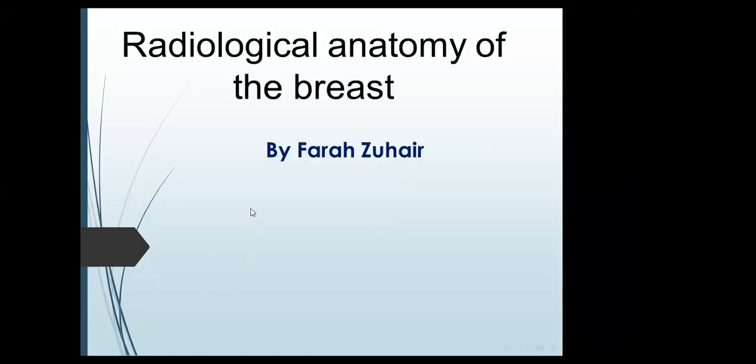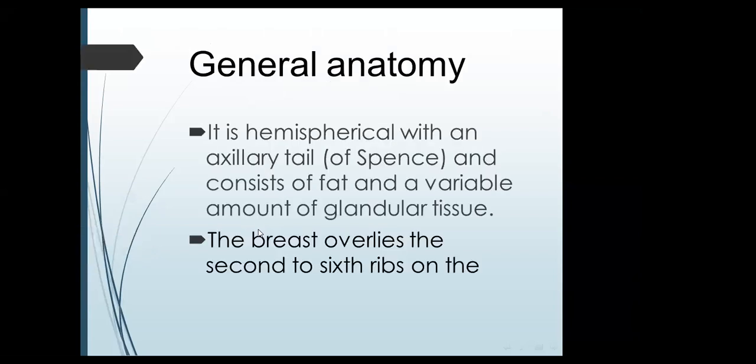Our lecture today is about radiological anatomy of the breast. The breast is hemispherical with an axillary tail of Spence and consists of fat and a variable amount of glandular tissue. The breast overlies the second to sixth rib on the anterior chest wall.